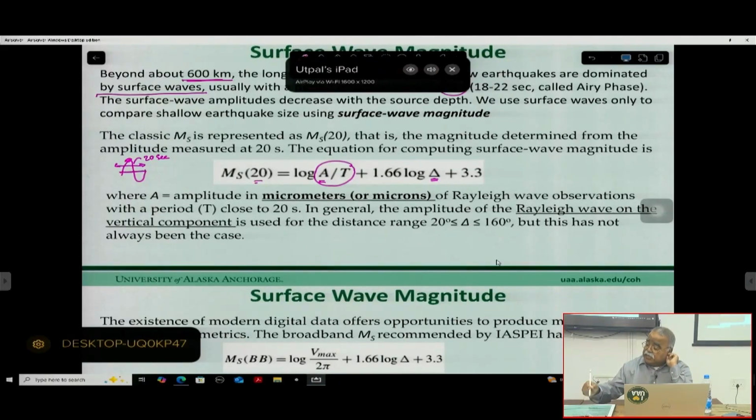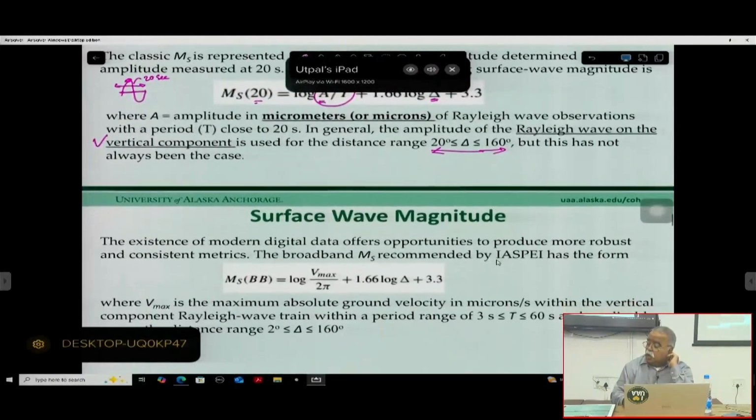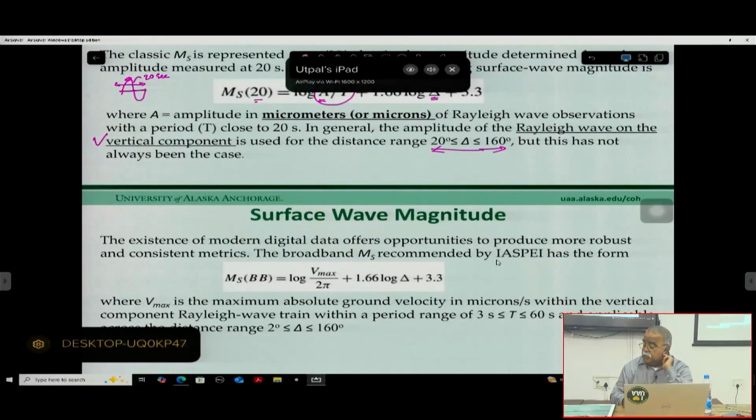These things are from the vertical component because it's a Rayleigh wave, vertical component, and the delta is from 20 to 160 degrees. But this is not always the case, but it's fine. The 20 to 160 degrees means 2,000 to 16,000 kilometers for the long distance surface waves, right?